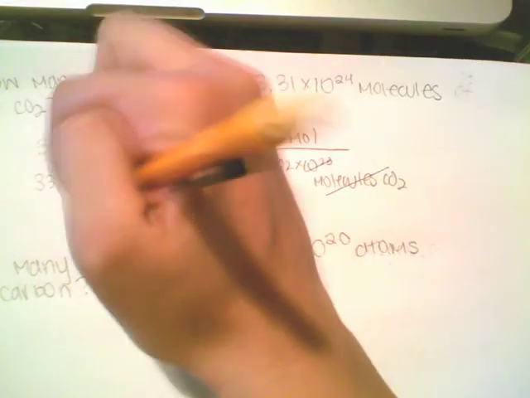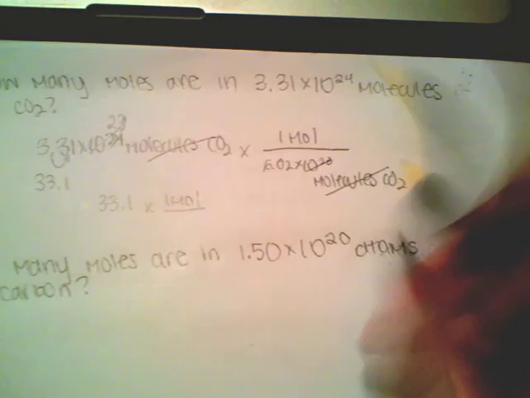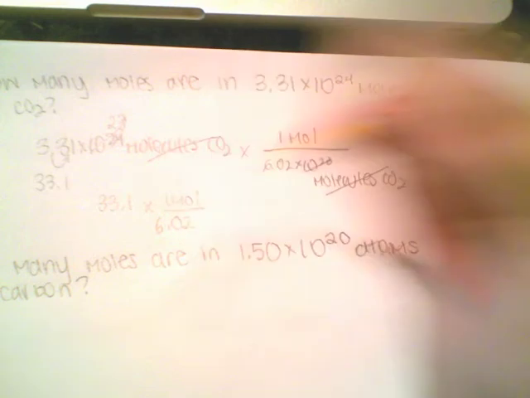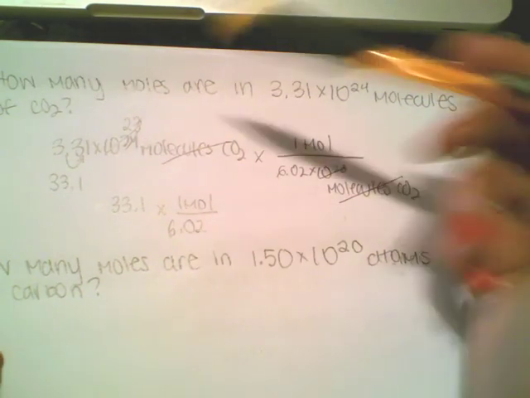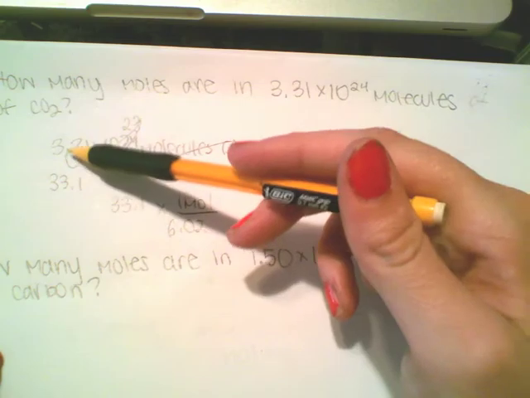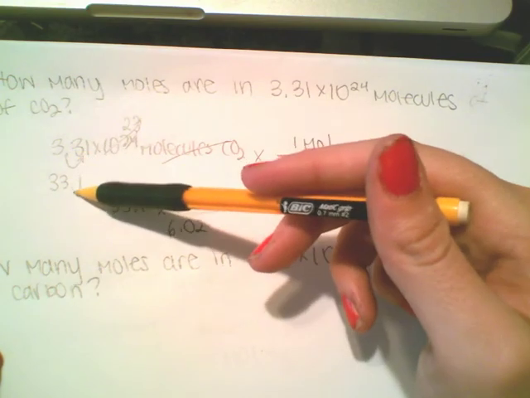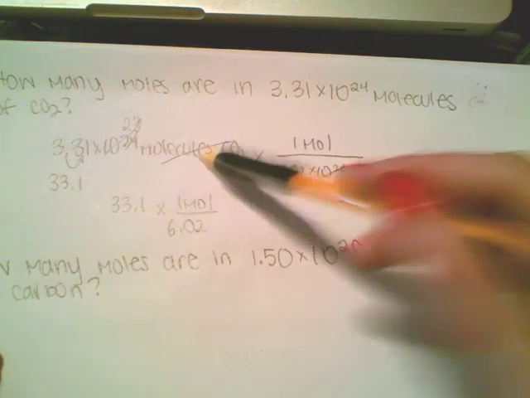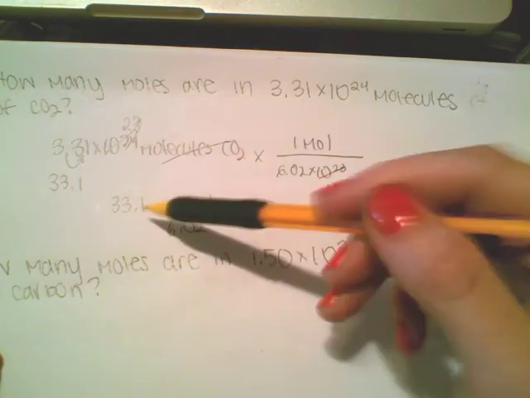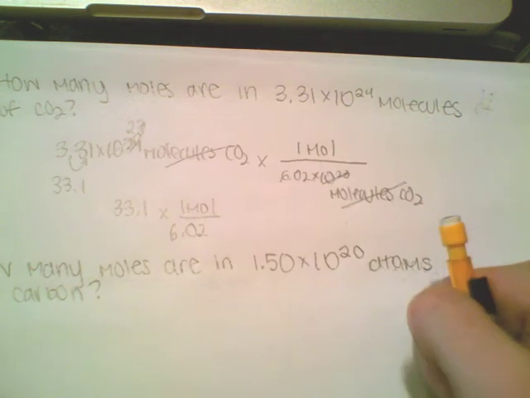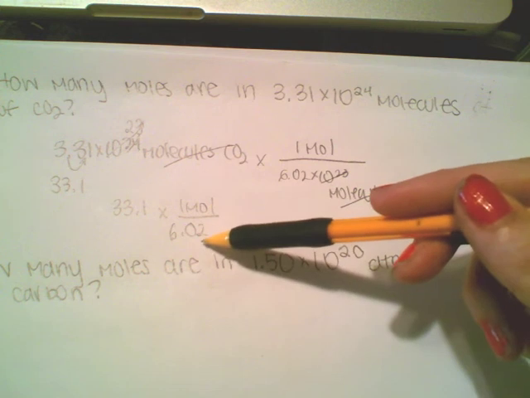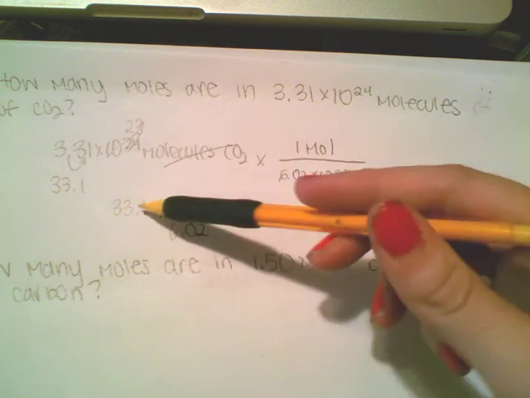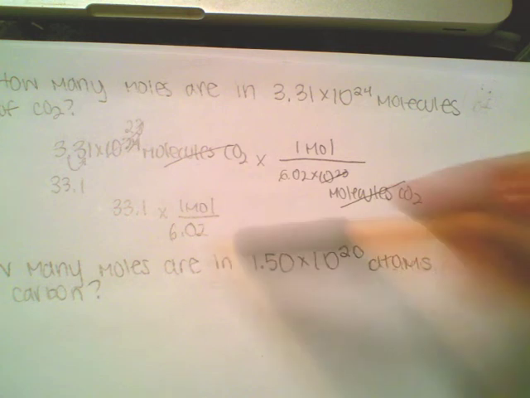So now we have 33.1 times 1 mole divided by 6.02. So we changed this exponent to 23, which changed 3.31 to 33.1. We got rid of our units, and I rewrote this down here just so that it's a little bit easier to see. So we have 33.1 times 1 divided by 6.02. Keep in mind, we multiply the numbers on the top, we divide by the numbers on the bottom.